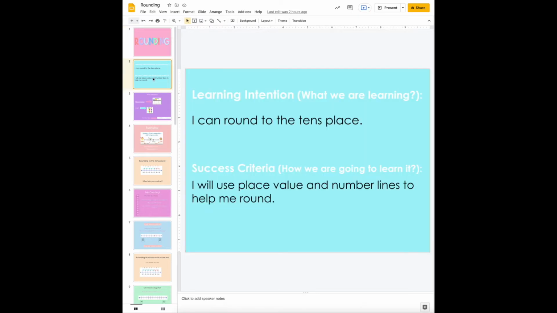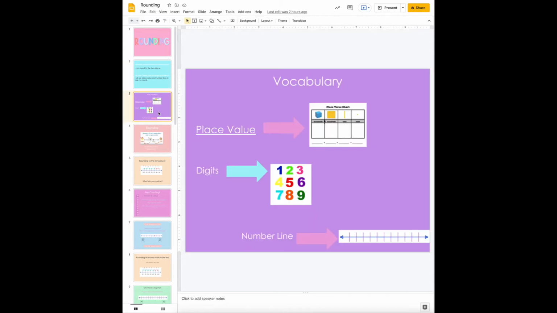Our goal for today is to round to the tens place. Now the good thing is we've already learned place value, so we're only going to focus on the tens place today. How we're going to do that, we're going to use our place value charts and we're going to use number lines. I'm going to show you how to do that together, and then I'll give you some work to try on your own.